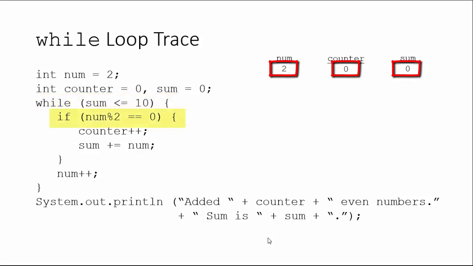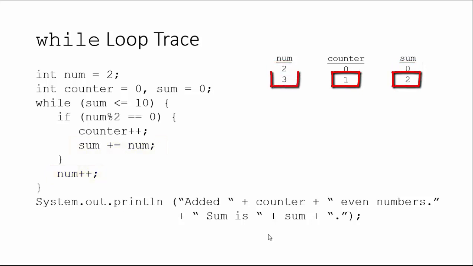So I'll hop into the while loop. I'll test to see if num is even, which it is, so I'll add 1 to counter, and then I'll add the contents of num to sum and store it back into sum. So num plus sum is 2, and I'll assign that back into sum. I'll increment num, and then I'll continue back up to my while loop.